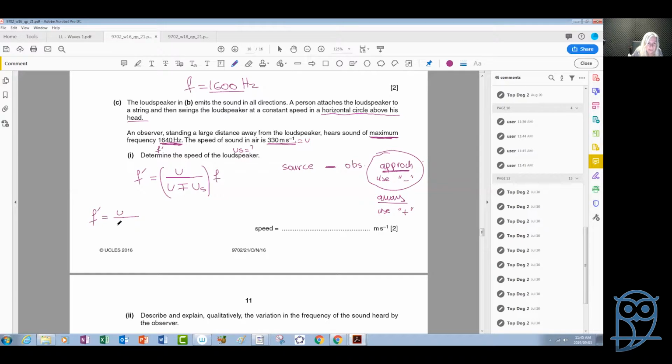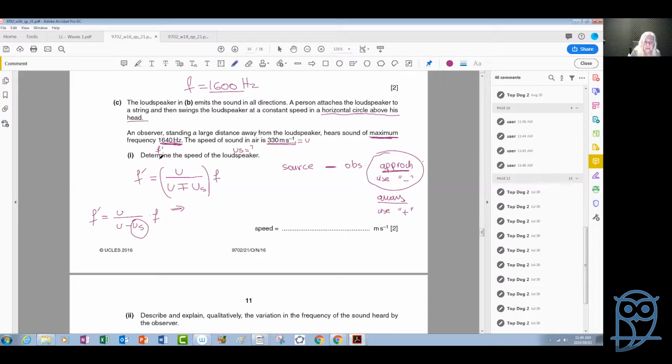So V divided by V minus V of the source, times the actual frequency. And we need to solve for the speed of the source. We know everything else. We know the speed of sound. We know those two frequencies. We can replace the values or we can solve for the source. All right, because in your exam you replace the values first.